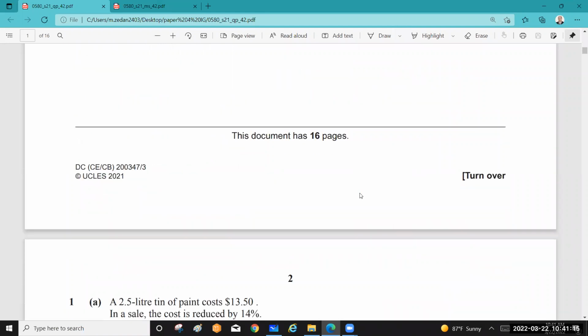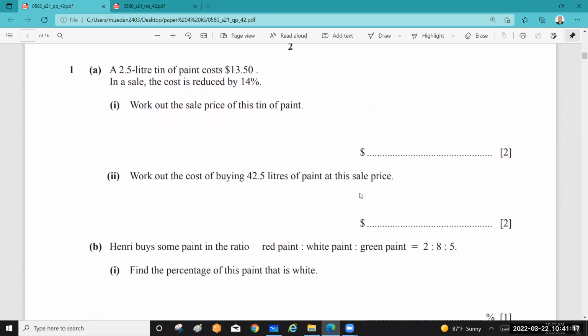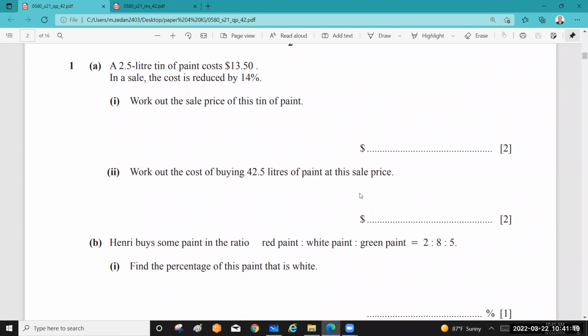The answer step by step. Okay, question number 1. A 2.5 liter tin of paint costs $13.5. In a sale, the cost is reduced by 14%. Work out the sale price of this tin of paint.